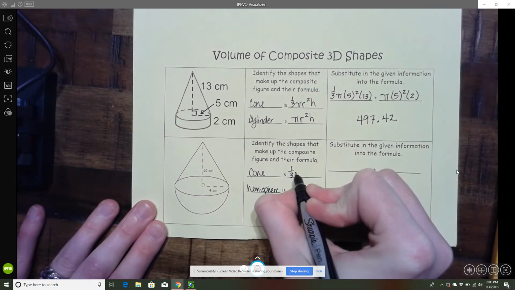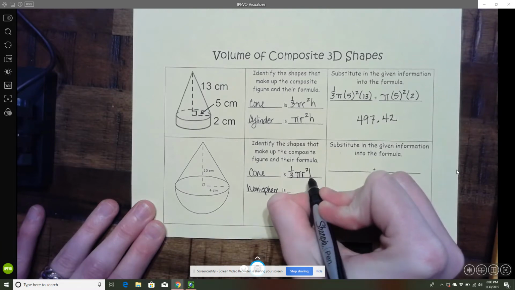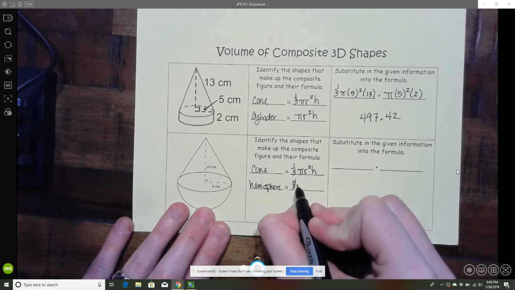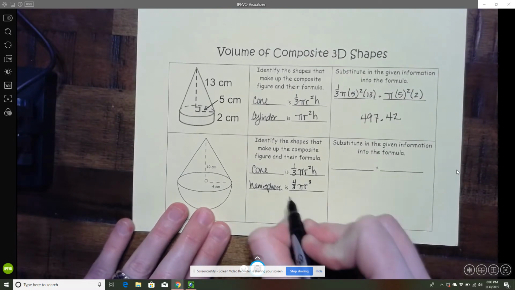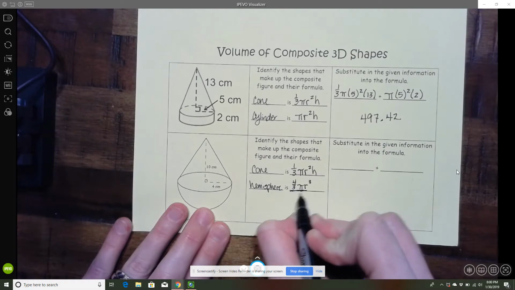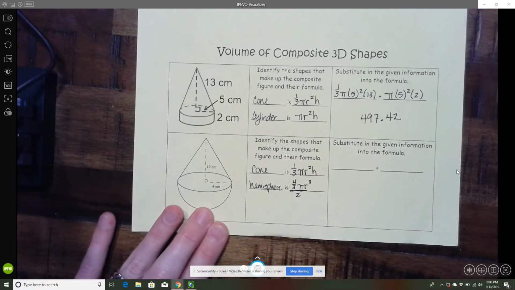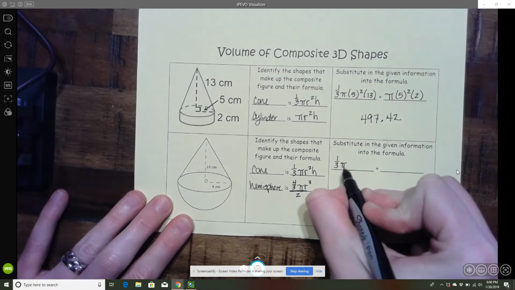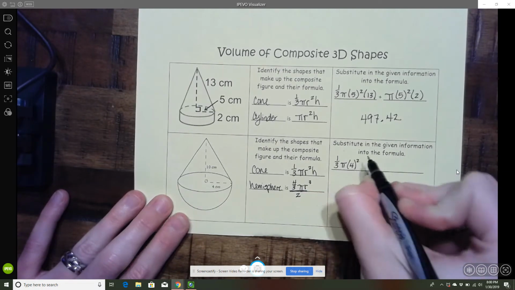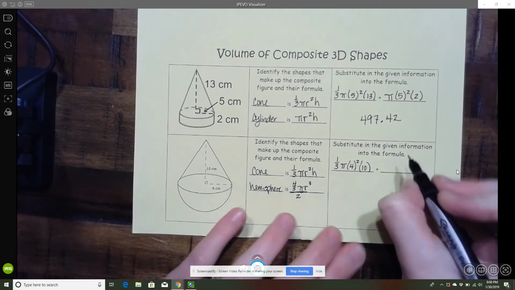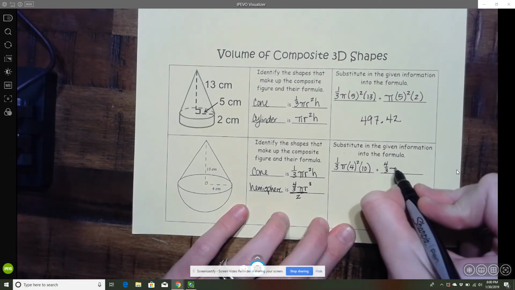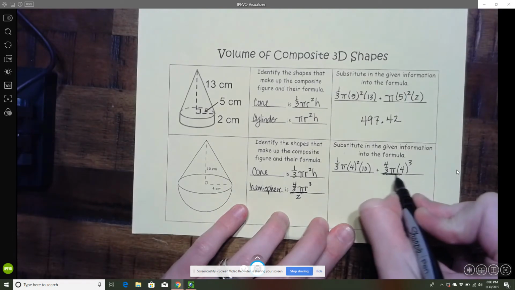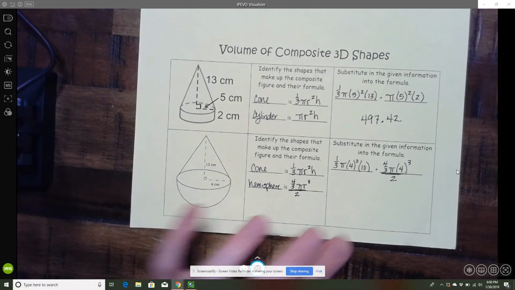All right, so in this one, we've got a cone and we've got a hemisphere. So the cone is 1/3 pi r squared h, and then the hemisphere is 4/3 pi r cubed, but then we have to divide the entire thing by 2. All right, so we're going to substitute in our information. And we've got 4/3 pi radius, and then we've got to divide all of that by 2.